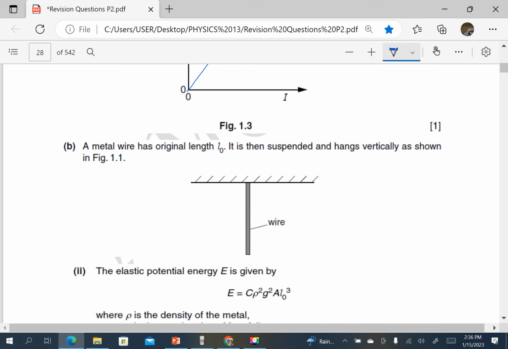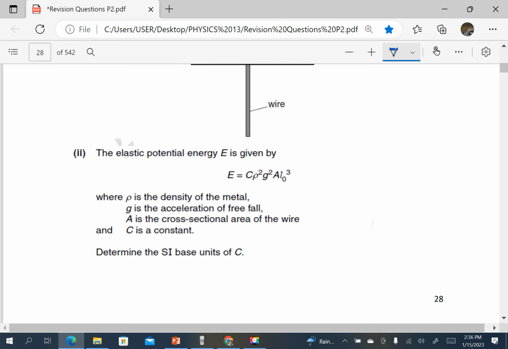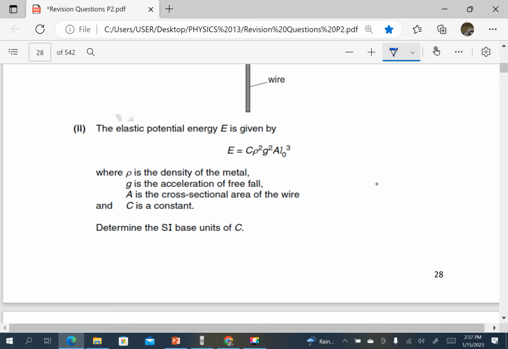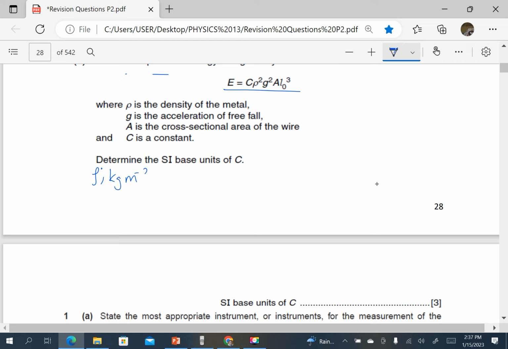A metal wire has original length L0. It is then suspended and hangs vertically as shown in the figure. So the elastic potential energy E is given there. Rho is density. Let's write the units. Density is kilogram per meters cubed. G is acceleration due to gravity, or acceleration of free fall, which is meters per second squared. A is cross-sectional area, so that is going to be meters squared. C is a constant.